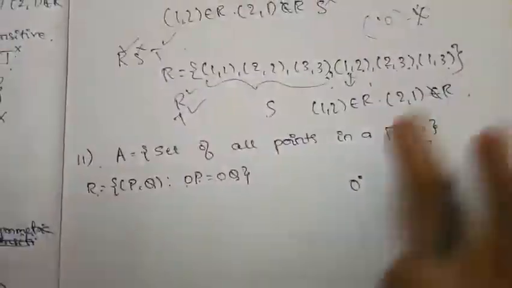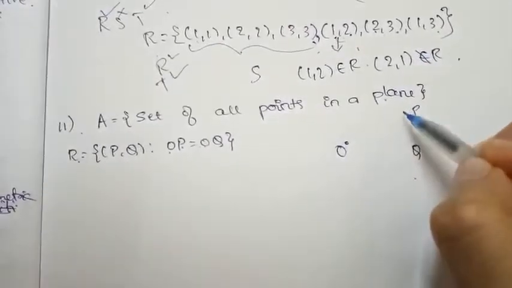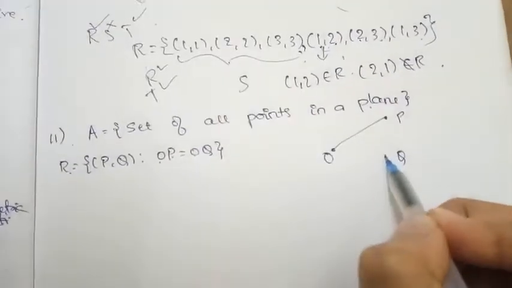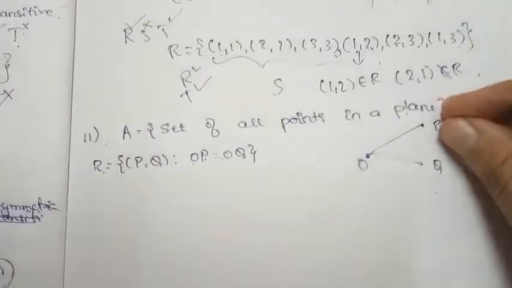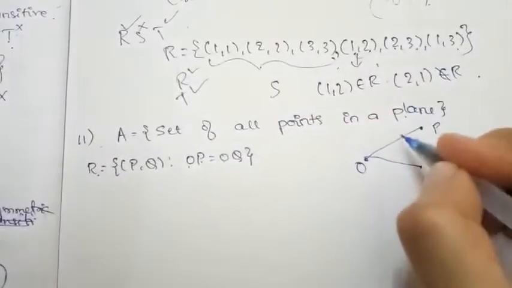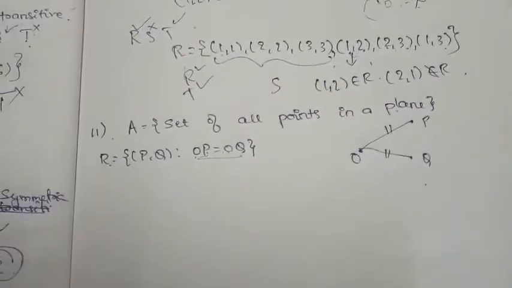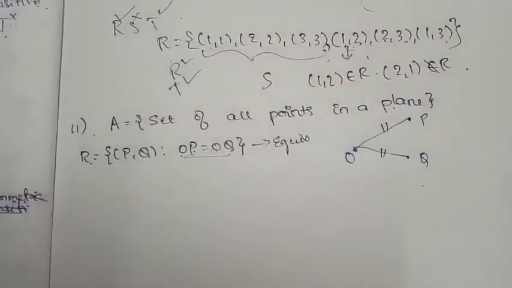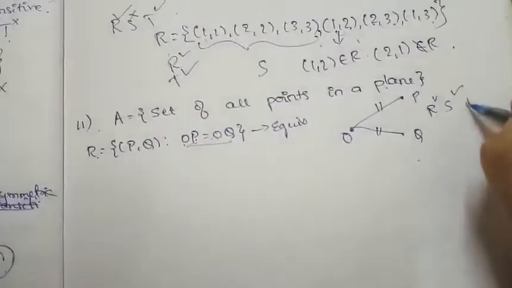If I consider this book as a plane, we are picking points in the plane such that the distance of each point from the origin is equal. If I pick the points P and Q, the distance of the point P from the origin and the distance of the point Q from the origin are both equal. That is what the relation is saying. So we need to prove that this relation is an equivalence relation, which means it should be reflexive, symmetric and transitive.